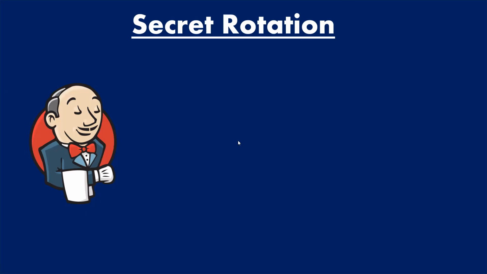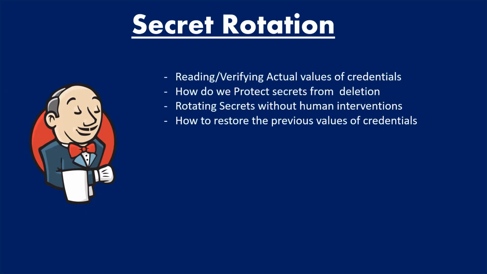But in this inbuilt credentials feature of Jenkins, I had a few issues. One is that reading and verifying the actual values in the credentials was difficult. And the other one is how do we protect the secrets? If somebody deletes it, then the pipelines used to fail, and we also can't revert or recover that particular secret back. So that was one issue.